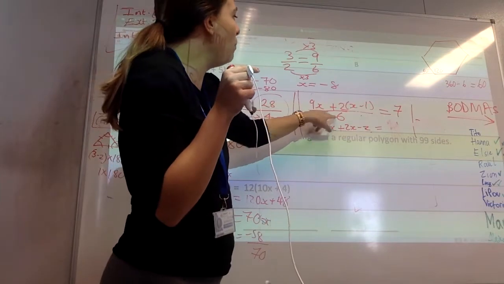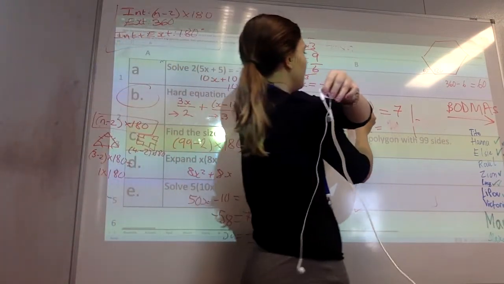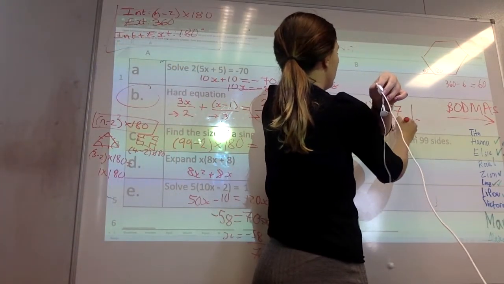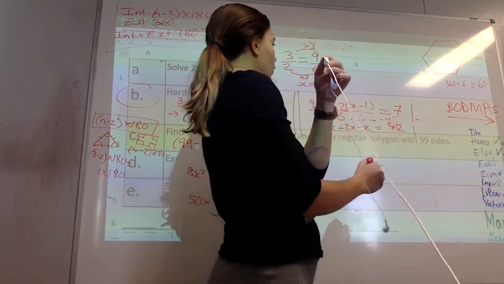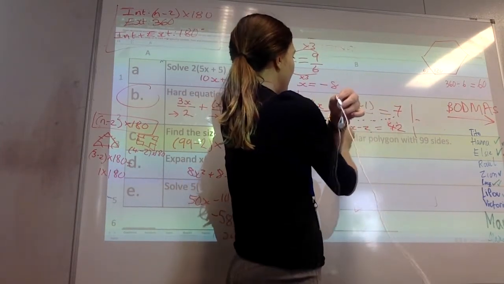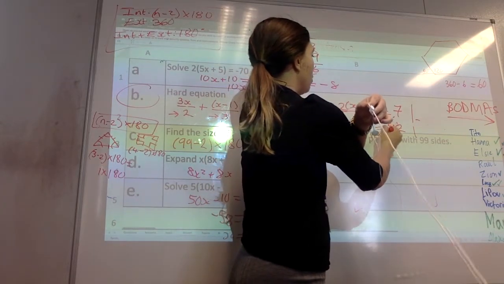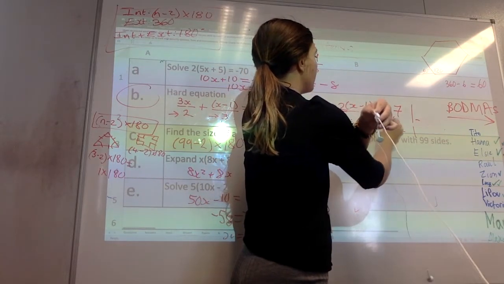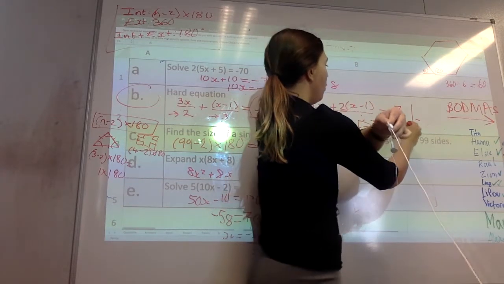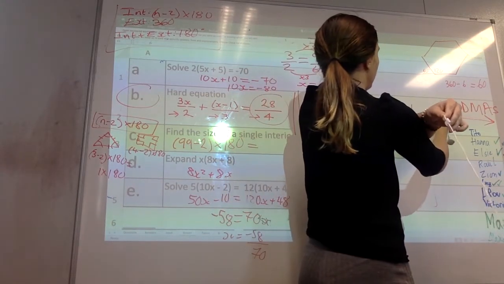We're then going to move the 6 up, so it becomes 6 times 7, which is 42. We're then going to combine the x's together. They're already together on the left-hand side, so that becomes 11x. We're then going to take the minus 2 to the other side, so it then becomes 44. And then x is equal to 4.